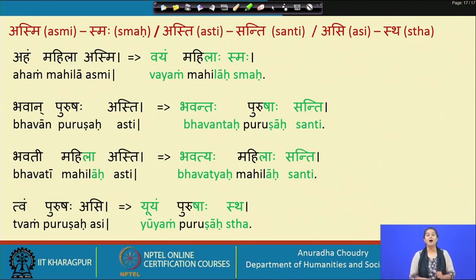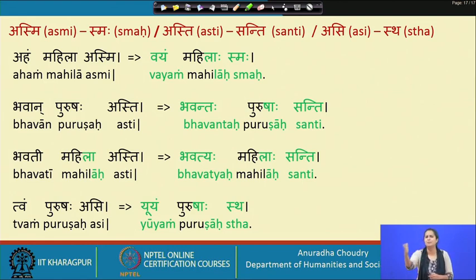So bhavan purushaha asti, bhavantaha purushaha santi. Uttamam. Bhavan chhatraha asti will become bhavantaha chhatraha santi. Uttamam. Now let's look at the feminine. So we have bhavati mahila asti.